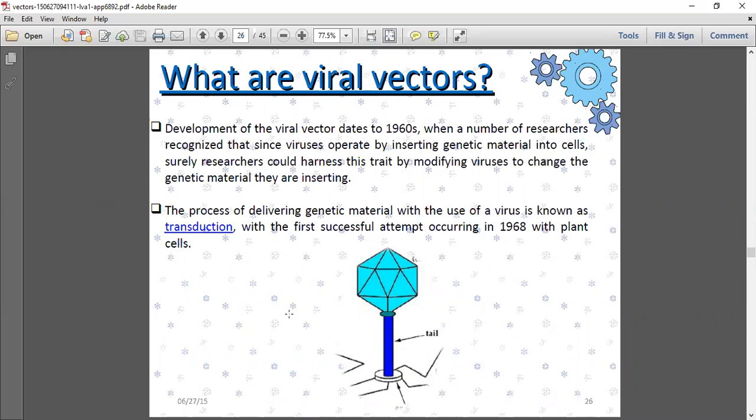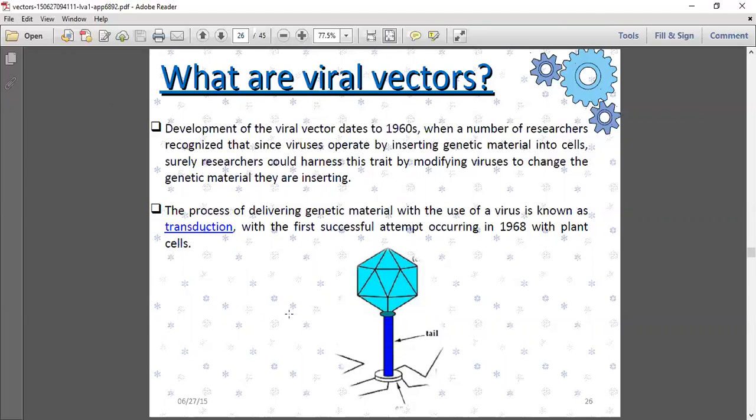The development of viral vectors dates to the 1960s, and a number of researchers recognized that viruses could be easily identified for treatment purposes. Viruses operate by inserting genetic material into cells. Surely researchers could harness this by modifying viruses to change the genetic material they are inserting.